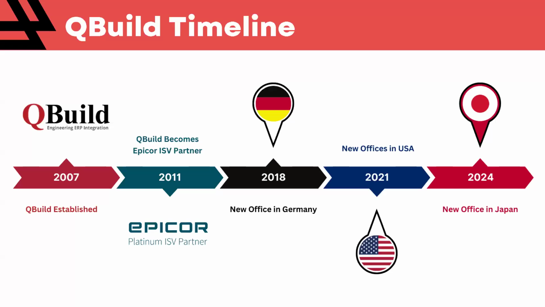This is a timeline of our company and how we've grown over the years. We were established in 2007. We became an ISV partner with Epicor in 2011. We began our expansion worldwide since then, opening offices in Germany, the USA, and then new this year, we've opened an office in Japan.